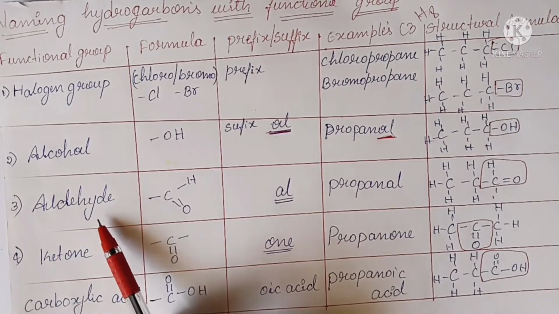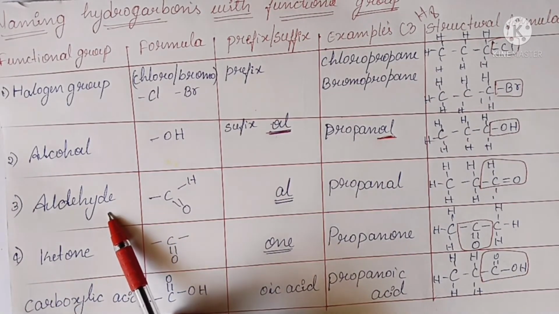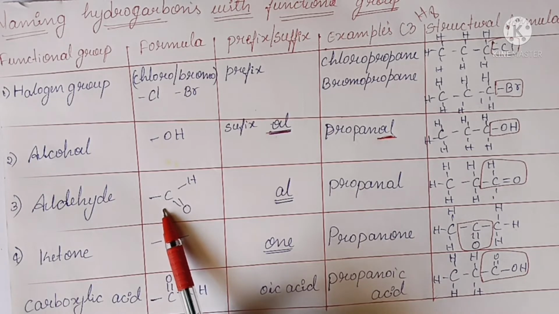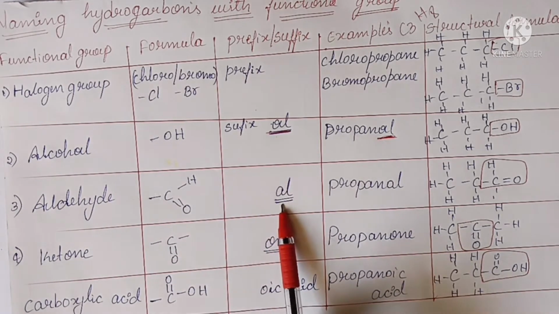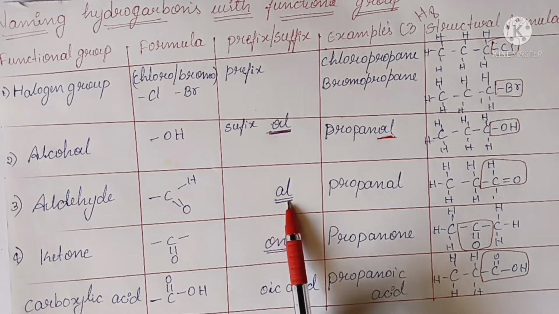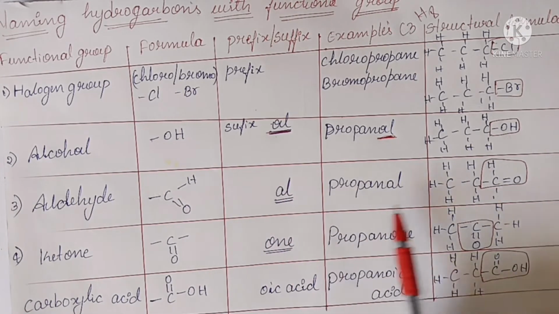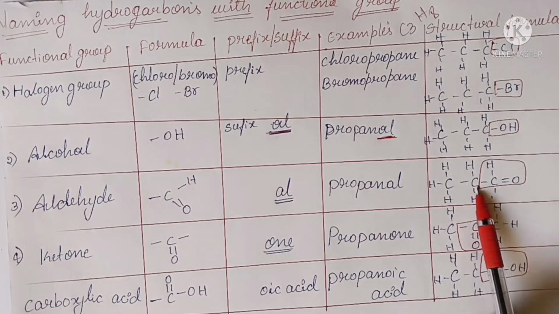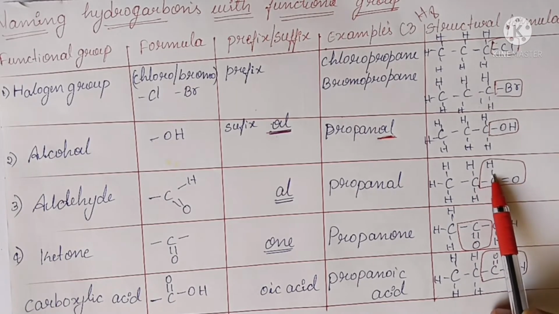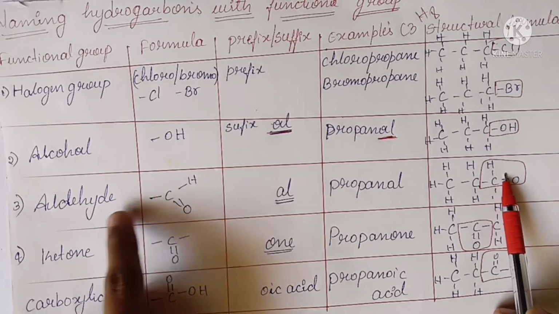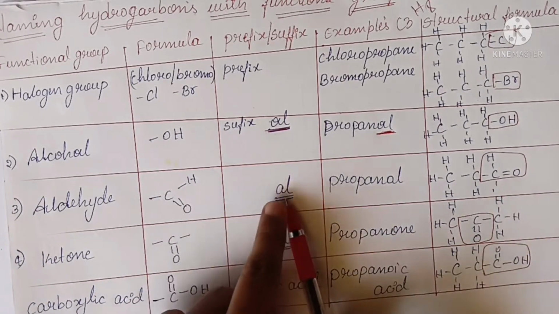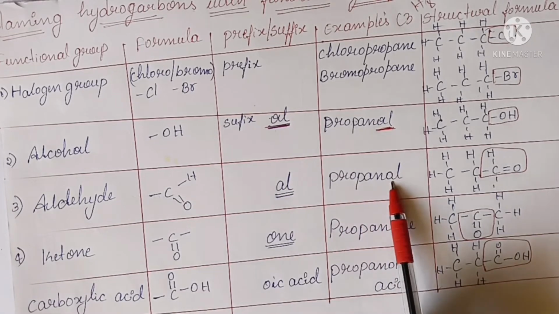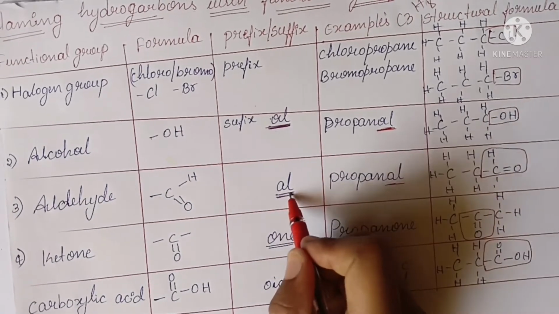In the same manner, you can see the aldehyde. The aldehyde functional formula, we know, is bond C, double bond O, bond H. This one is also a suffix. After the hydrocarbon, we have to mention it as AL. See, I took the same propane example here. For propane, if an aldehyde is attached, we have to mention AL, so propanal. Here also AL is there, here also AL is there.